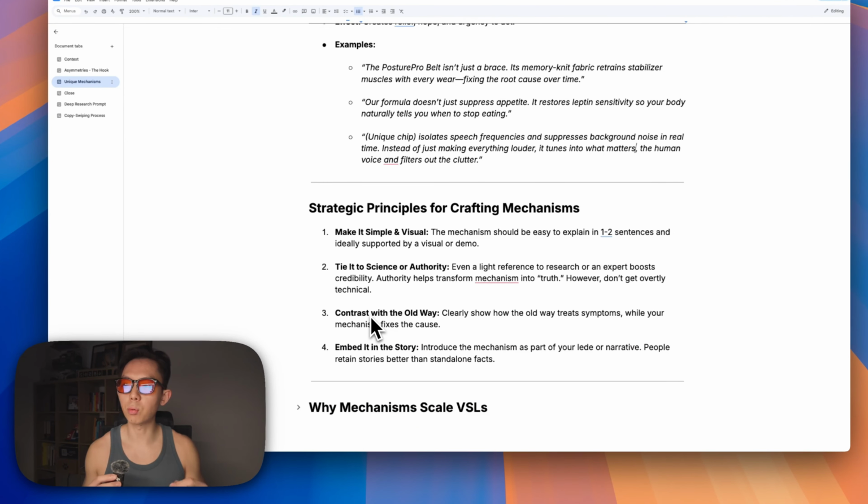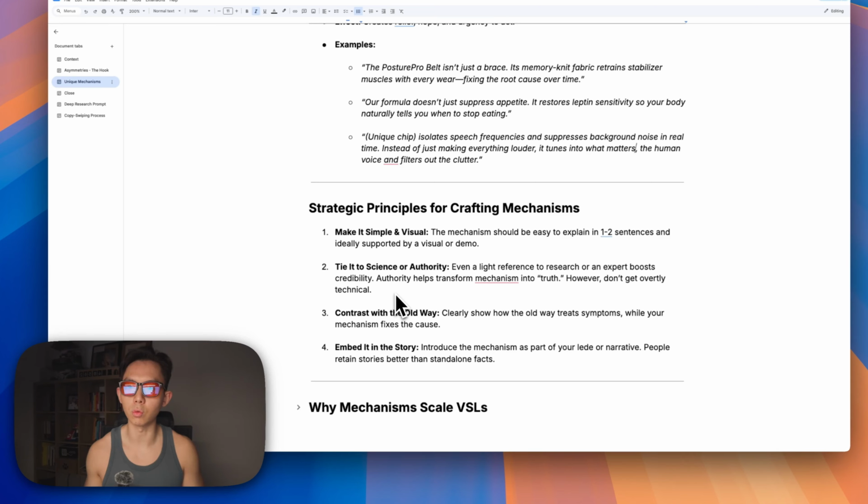Now, strategic principles for crafting mechanisms. And I'm going to share with you some deep research prompts that you can use. Essentially, you want to make it simple and visual. The mechanism should be easy to explain in 1 to 2 sentences and ideally supported by a visual or a demonstration. Number 2, you want to tie it to science or authority.